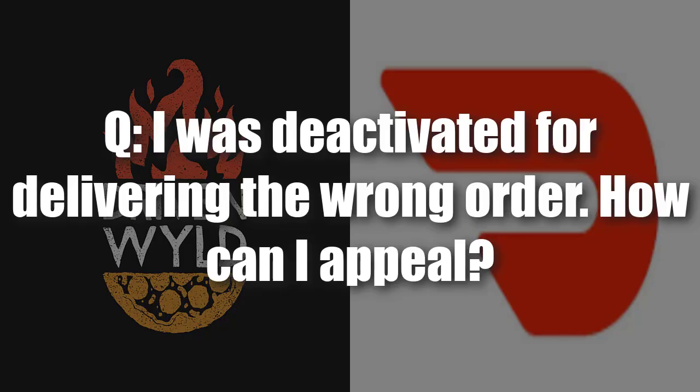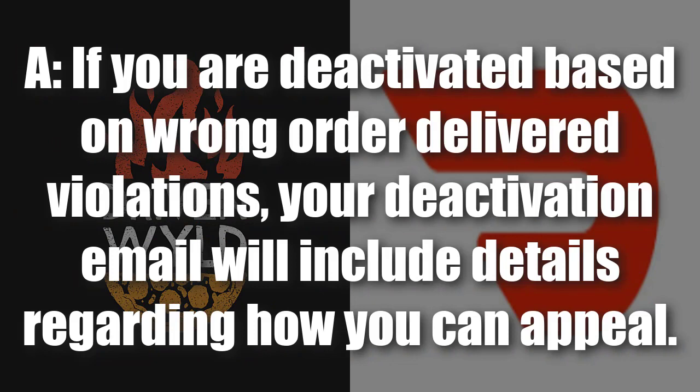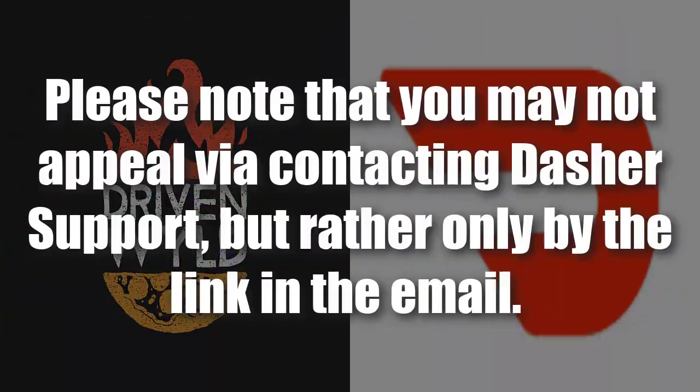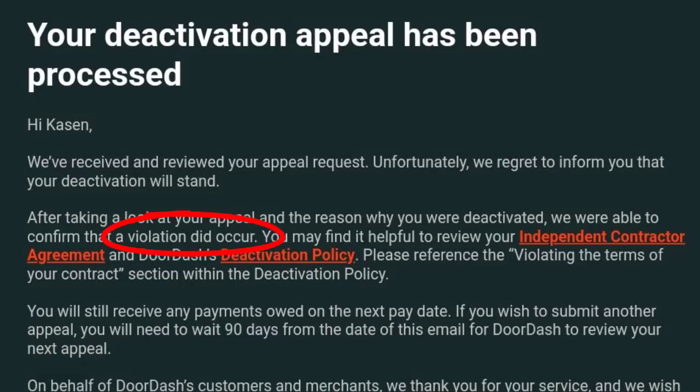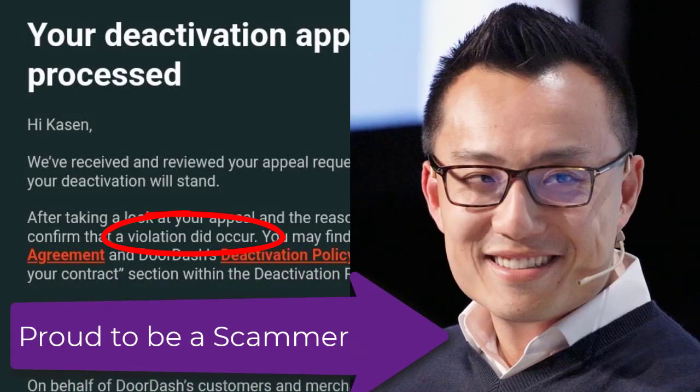I was deactivated for delivering the wrong order. How can I appeal? If you are deactivated based on wrong order delivered violations, your deactivation email will include details regarding how you can appeal. Please note that you may not appeal via contacting Dasher support, but rather by the link in the email. Sometimes they won't even send you that email. Sometimes they're genuinely just going to withhold that email and say there was a violation on your account and just wrongfully deactivate you, because that's the kind of scumbag company they are.